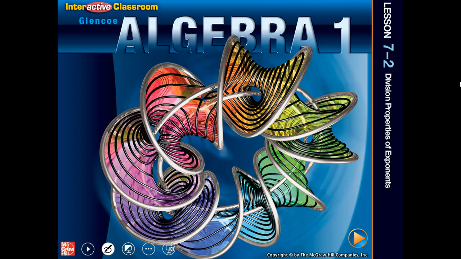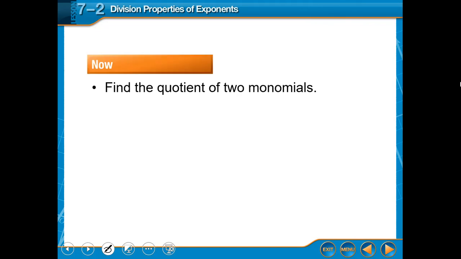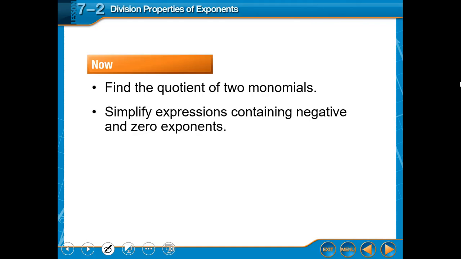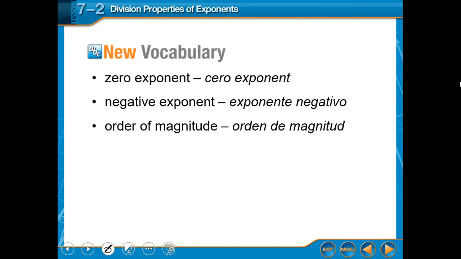Lesson 7.2, Division Properties of Exponents. In this video, you will learn to find the quotient of two monomials and simplify expressions containing negative and zero exponents. So, vocabulary: zero exponent, negative exponent, and order of magnitude.